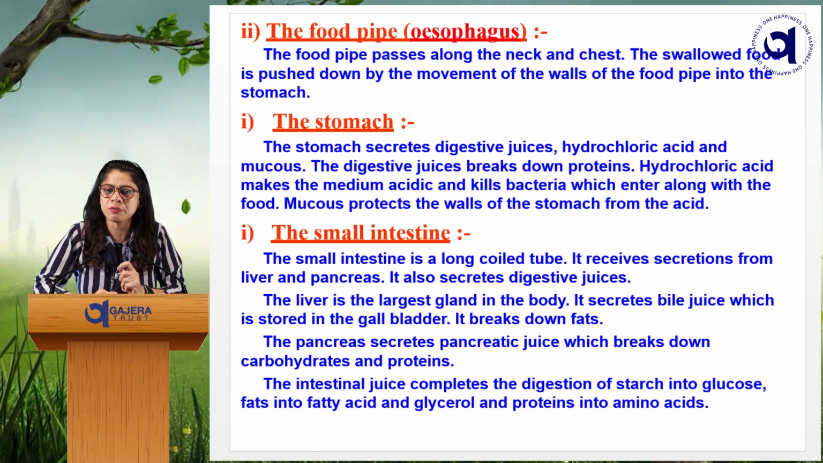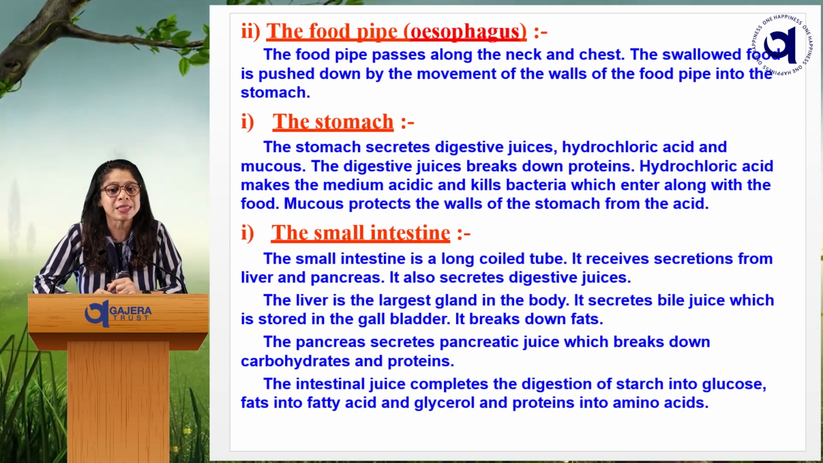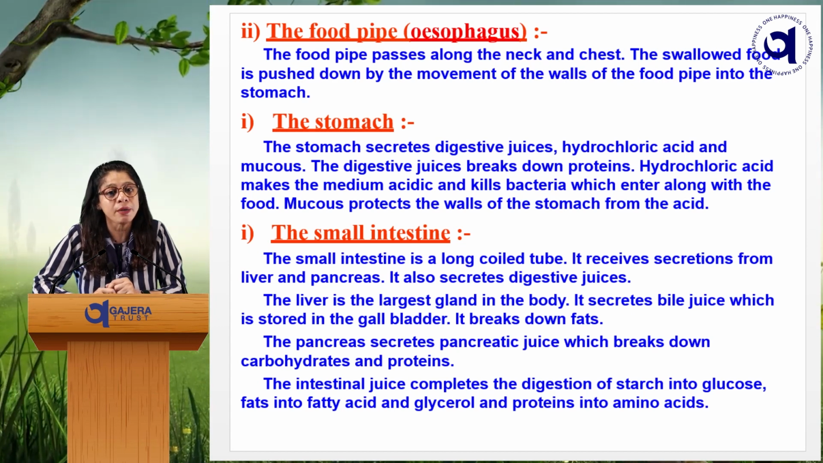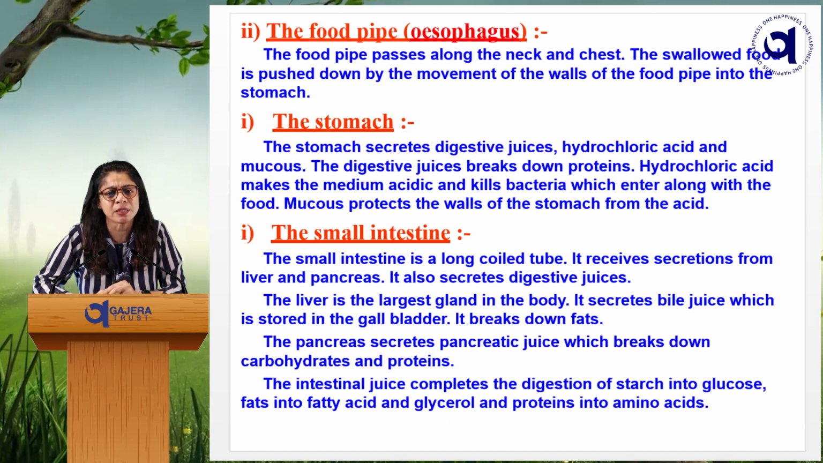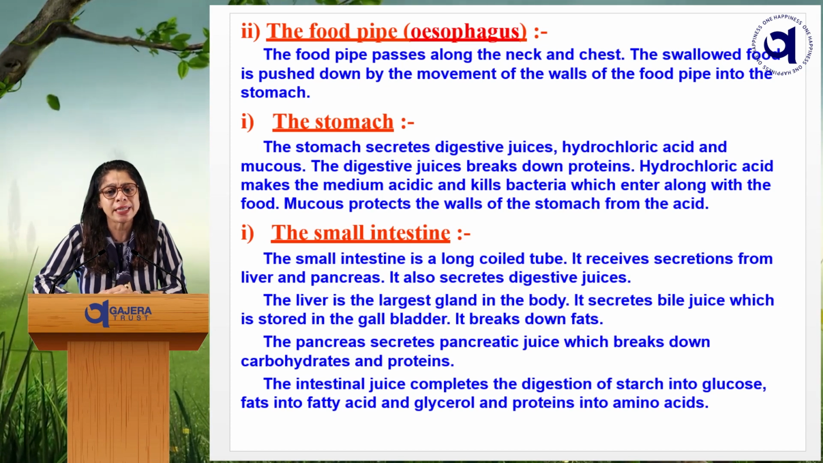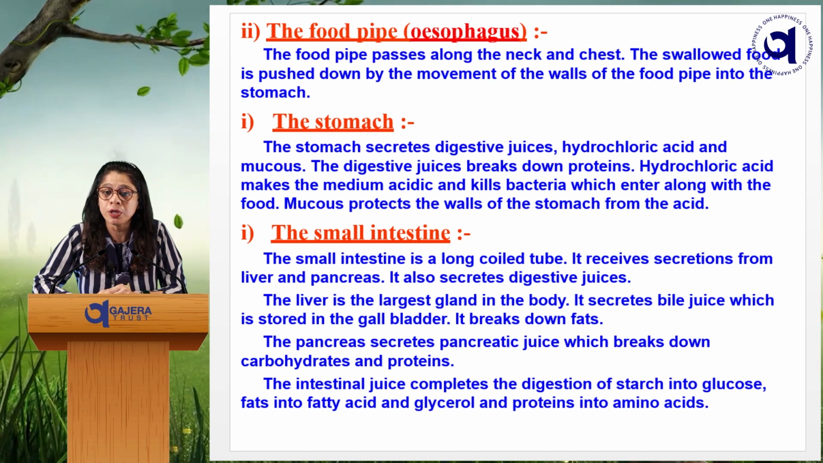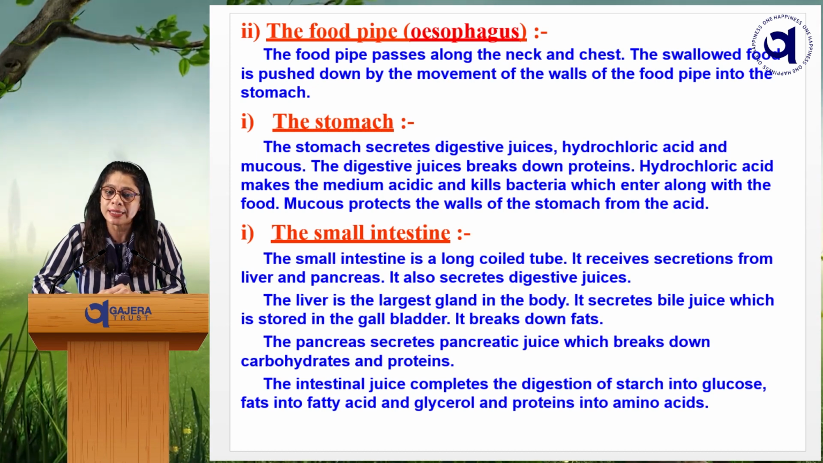What is the function of the stomach in the alimentary canal? The stomach secretes digestive juices, hydrochloric acid and mucus. The digestive juices break down proteins. Hydrochloric acid makes the medium acidic and kills bacteria which enter along with the food. Mucus protects the wall of the stomach from the acid.